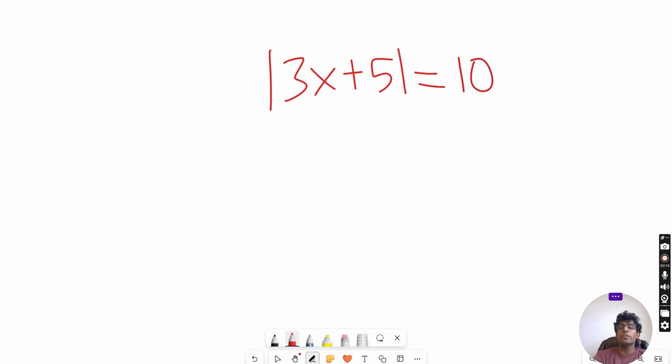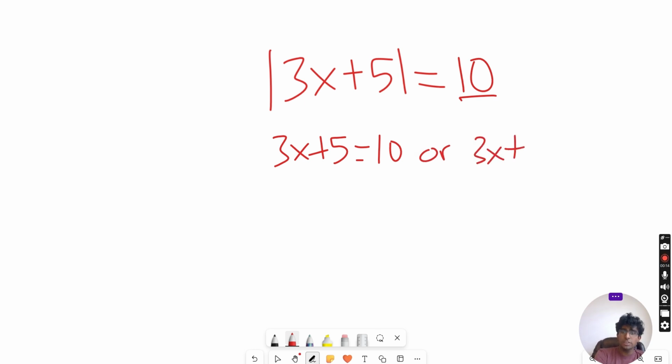However, it's absolute value. So technically, you're going to have to consider both positive 10 and negative 10 for solutions. So basically, we can rewrite this as 3x plus 5 equals 10, or 3x plus 5 equals negative 10. Remember, it's absolute value, so we're going to solve each one. So let's actually do that first before I start getting ahead of myself.